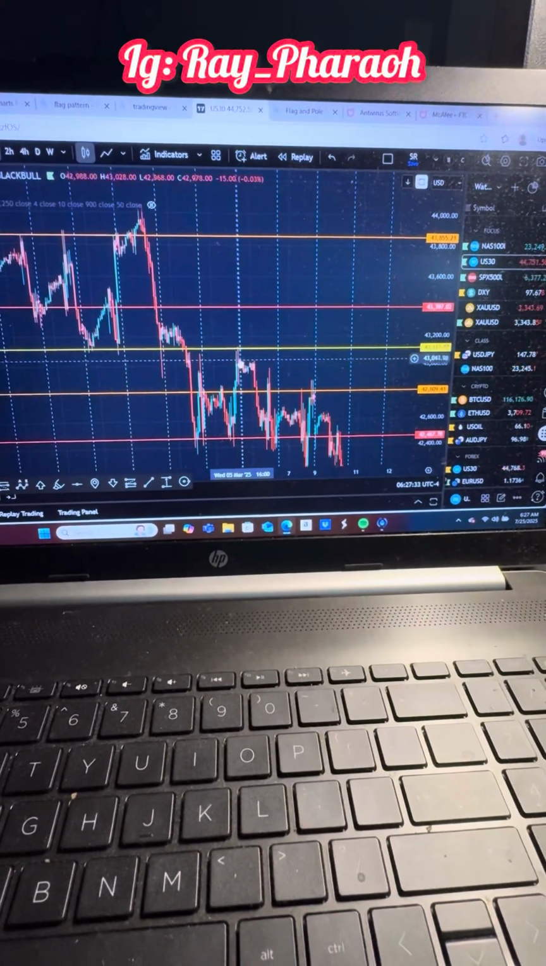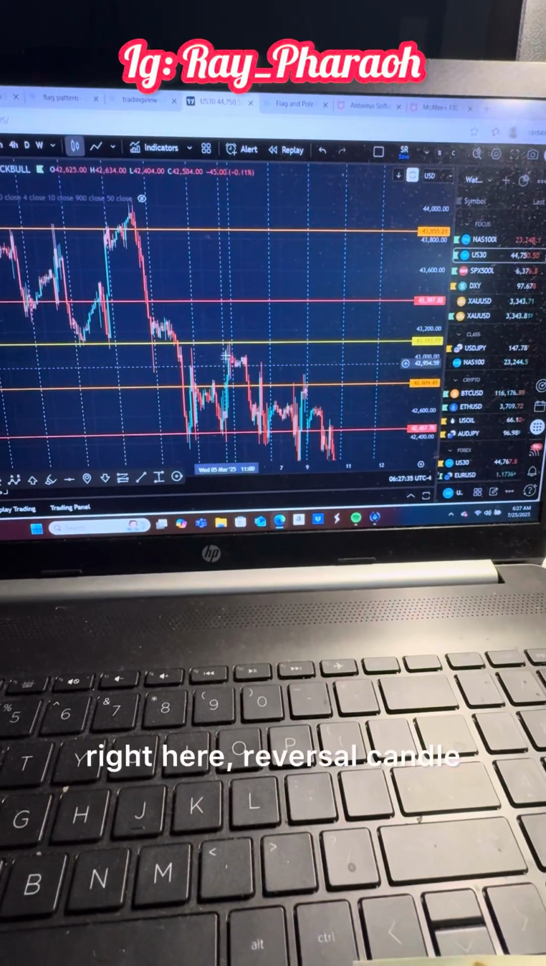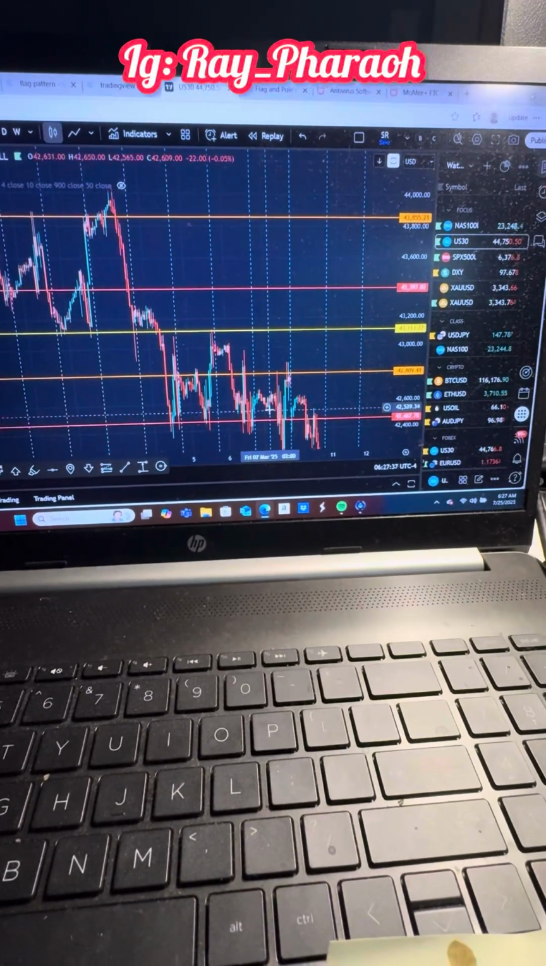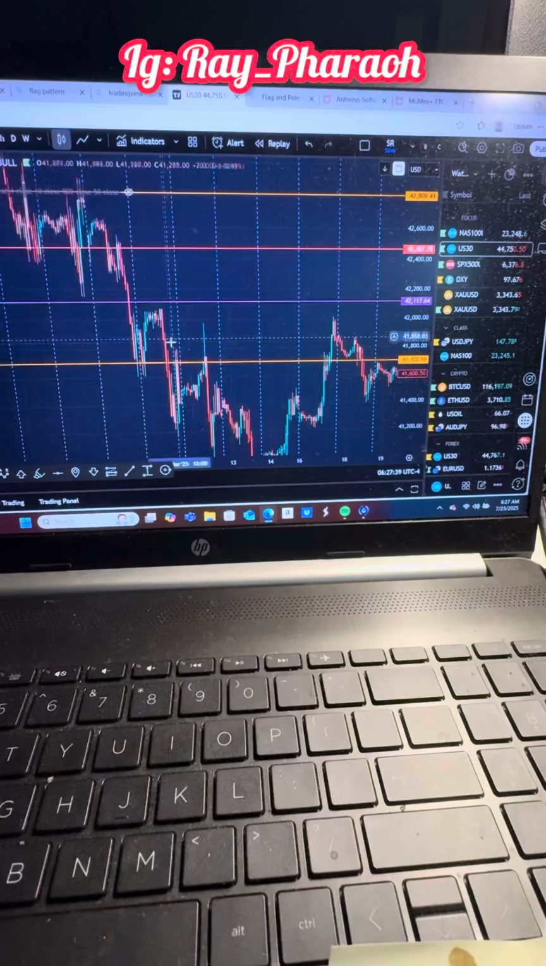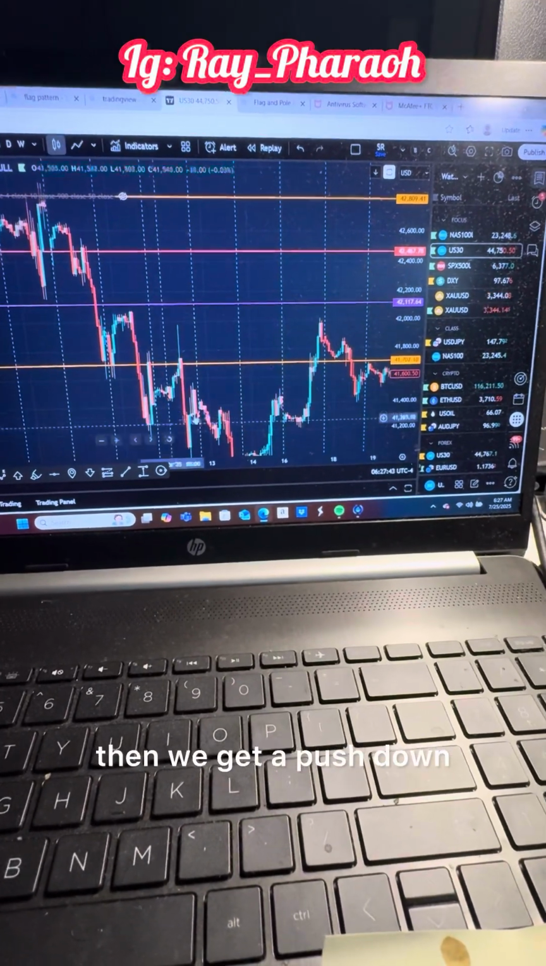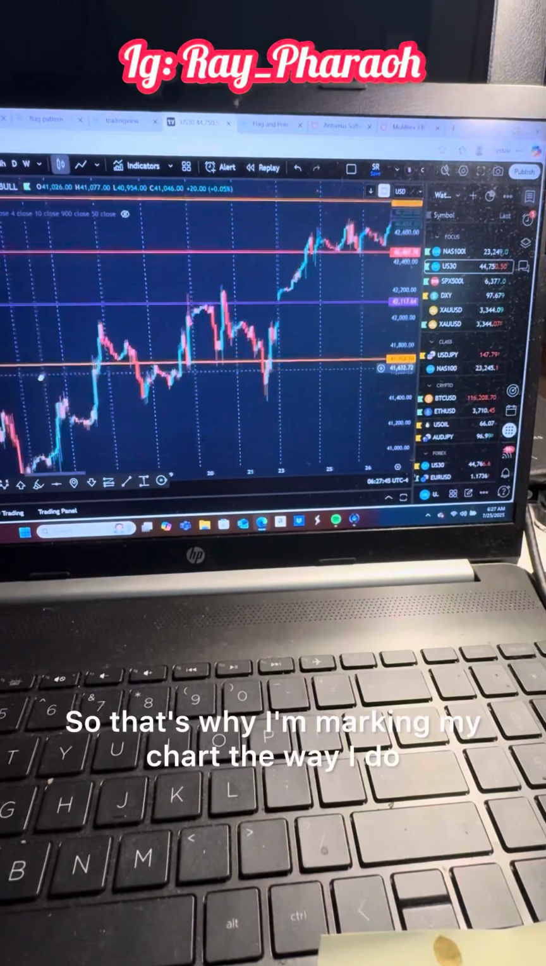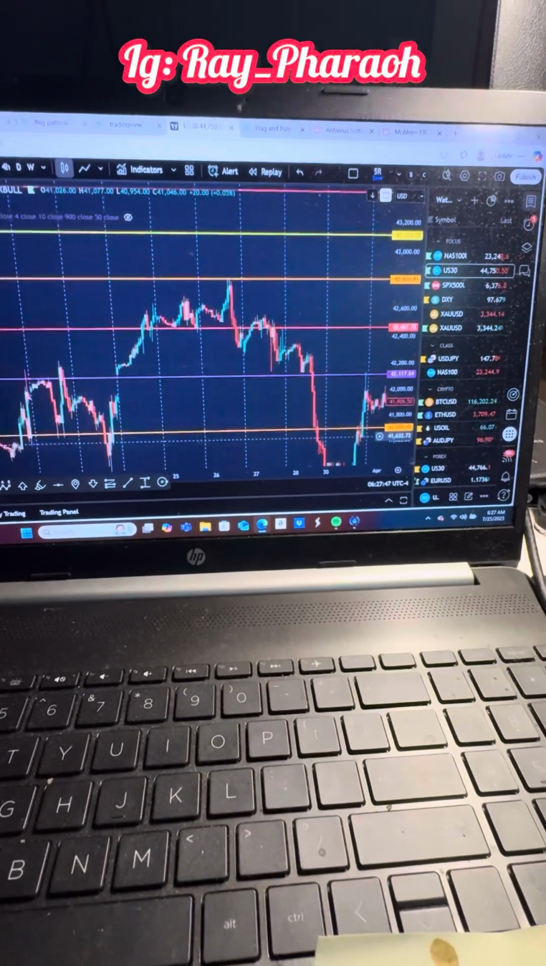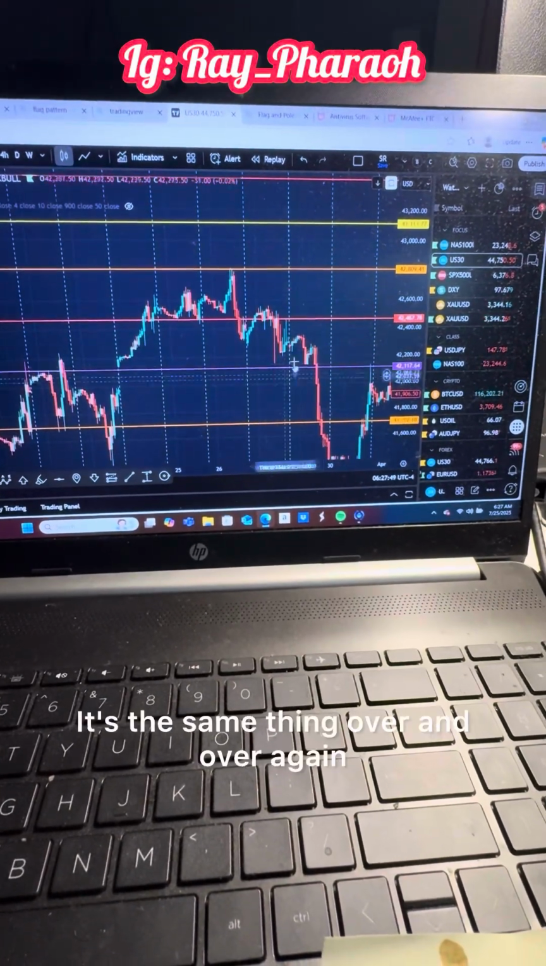See how it came right here? Reversal candle, and then we get a push down. You see how it's close to our area? We start getting these reversal candles, then we get a push down. So that's why I mark on my chart the way I do. That's why I use these colors and stuff.